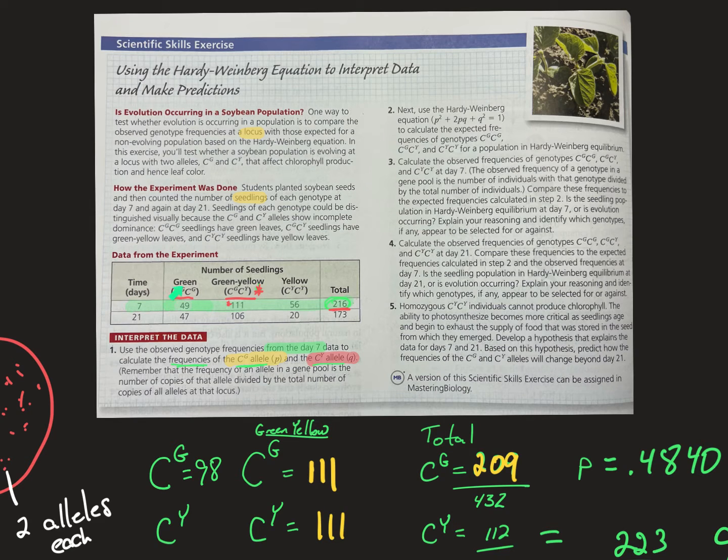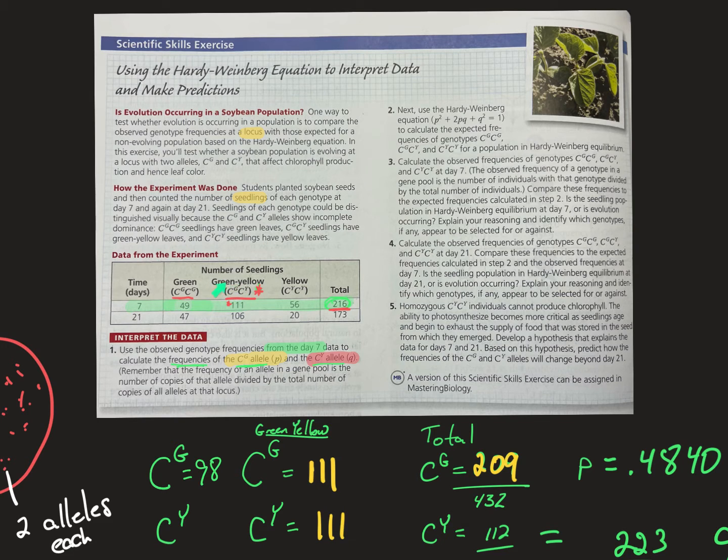So you understand codominance, right? So that CGCG gives you green chlorophyll because the chlorophyll works really well, and they're able to do photosynthesis well. These don't do it as well because they have the CY. So this produces the chlorophyll, this one doesn't produce the chlorophyll. It's the same gene, just different alleles.